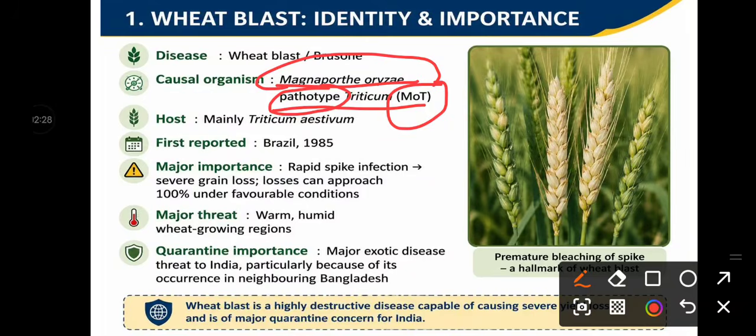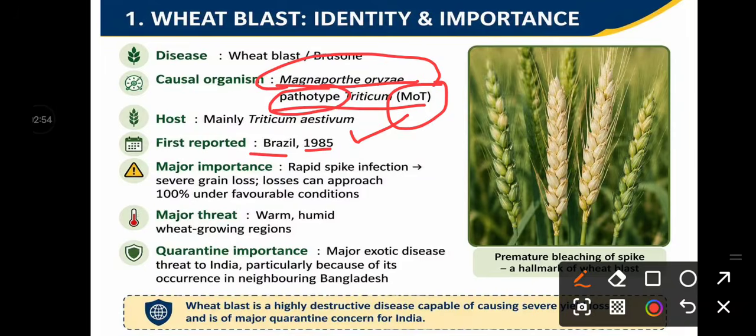Okay, so let's discuss our main disease, wheat blast. Its host is Triticum aestivum, or wheat. It was first reported in Brazil in 1985. Remember both the year as well as the place. Wheat blast was first reported from Brazil in 1985.